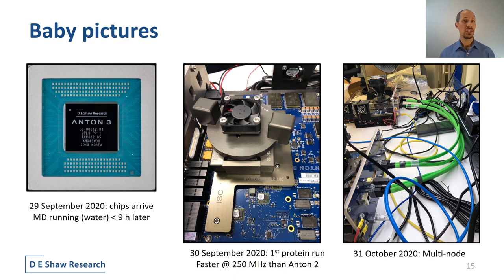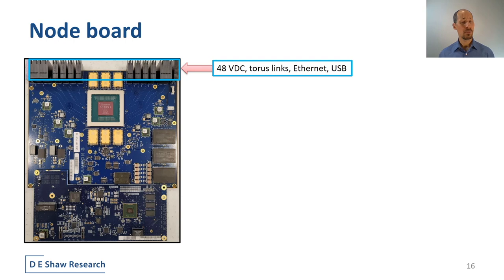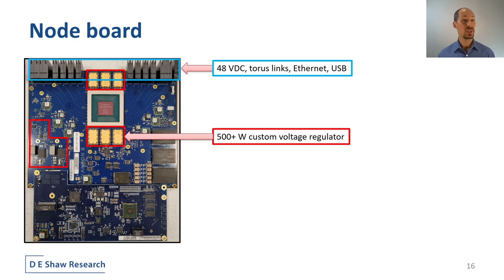In production machines, the Anton 3 ASICs are mounted onto node boards, where the ASIC appears prominently in the top center. Connectors on the edge of the node board engage with a backplane, providing power and connections to other ASICs and to the host computer. Most of the rest of the node board supports the various power supplies needed by the chip, dominated by the core power regulator designed in-house and capable of delivering over 500 watts to the ASIC.